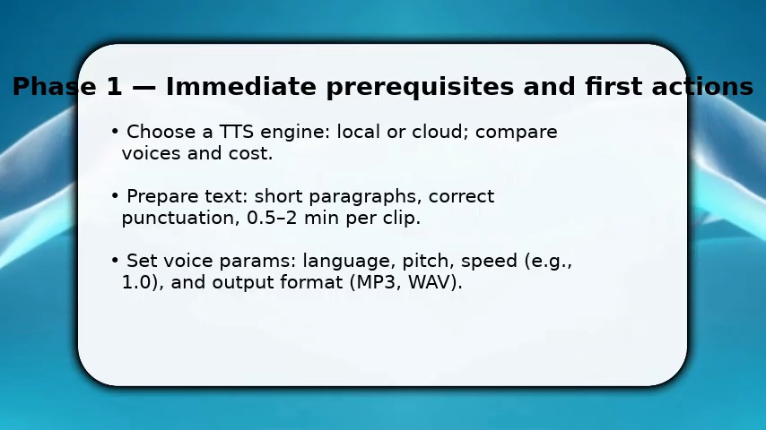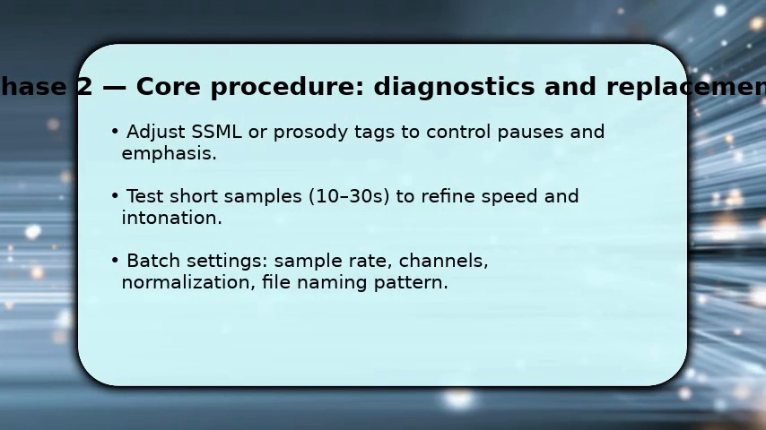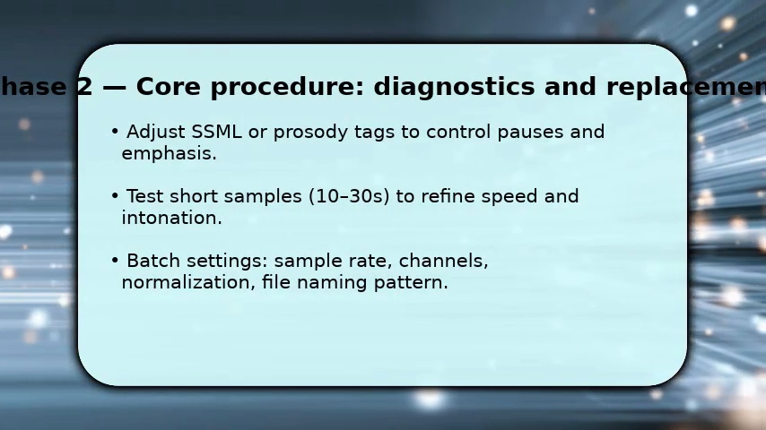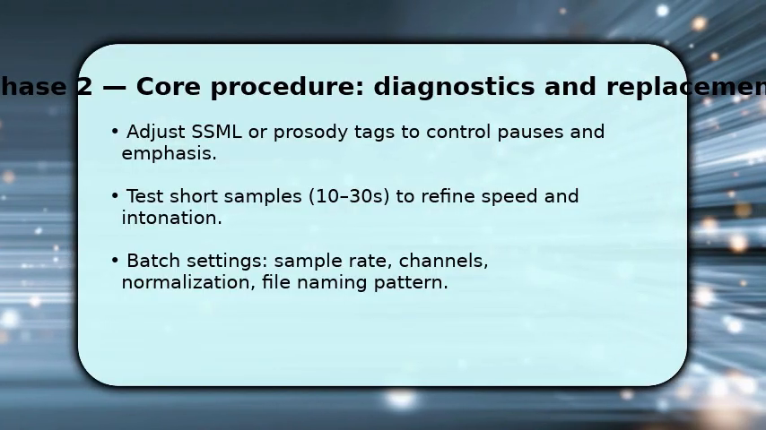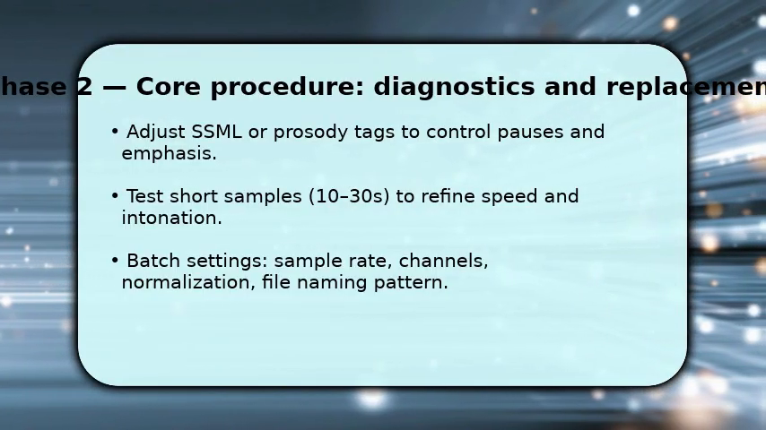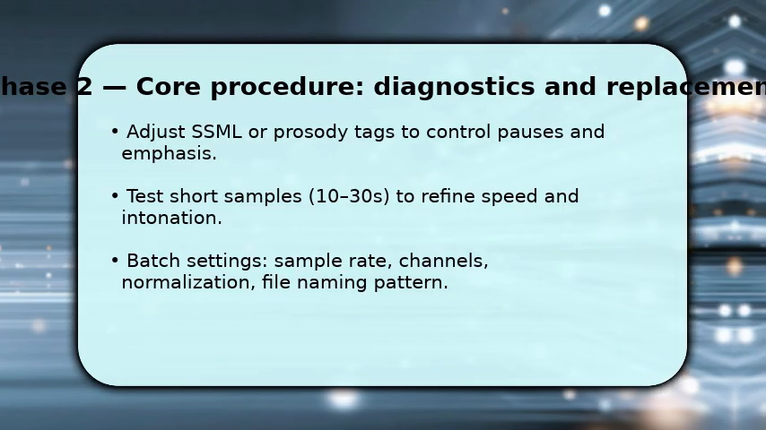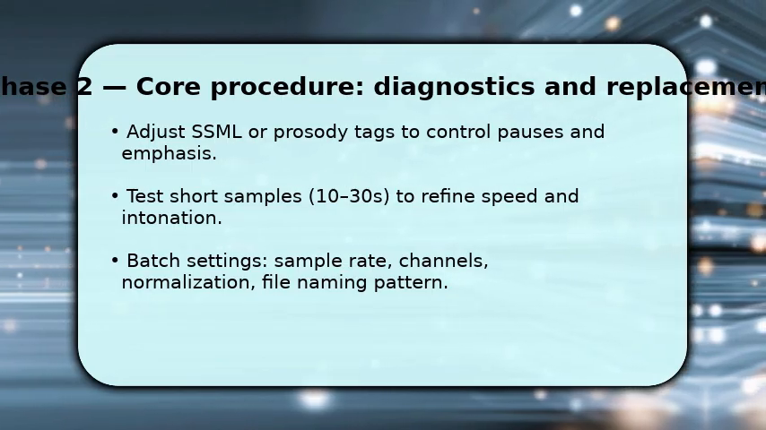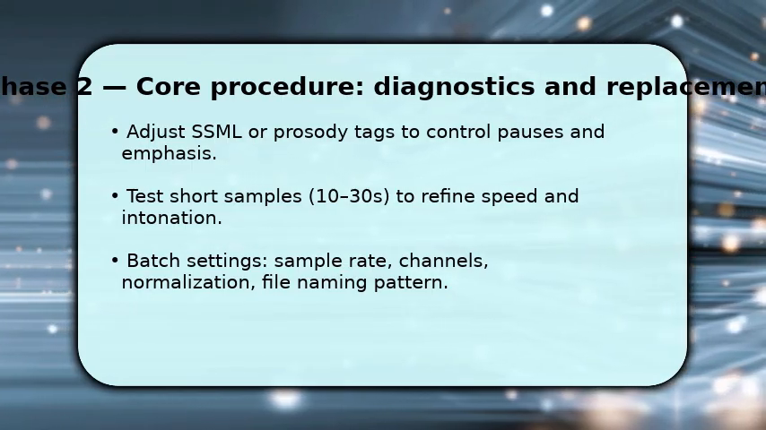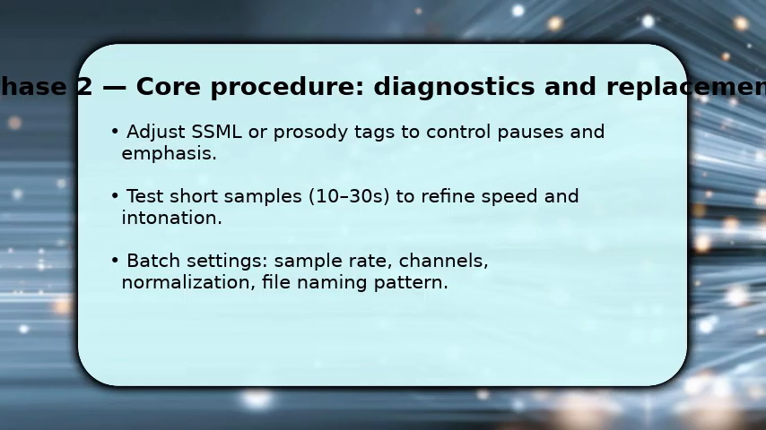Now you refine how the speech sounds by editing SSML or prosody controls. Use tags for pauses, emphasis, and intonation. Test 10 to 30-second samples and listen critically. Slow down numeric sequences, add a pause before lists, or increase emphasis on key terms.